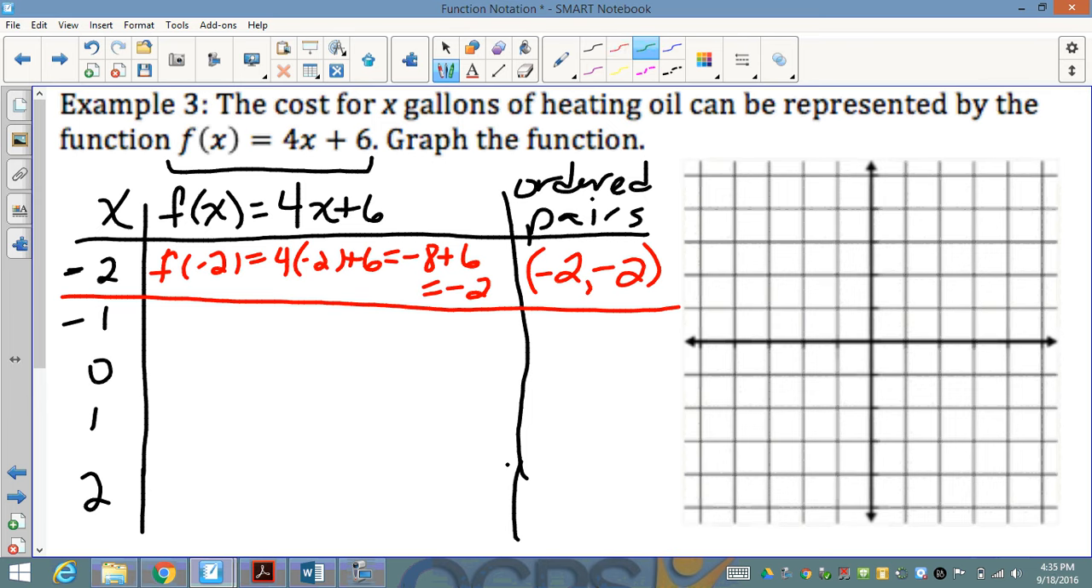Let's do negative 1. F of negative 1. I'm going to take out the x. I'm going to plug in negative 1. So 4 times negative 1 is negative 4 plus 6, which is 2. So that gives me the ordered pair: x is negative 1, y is 2.